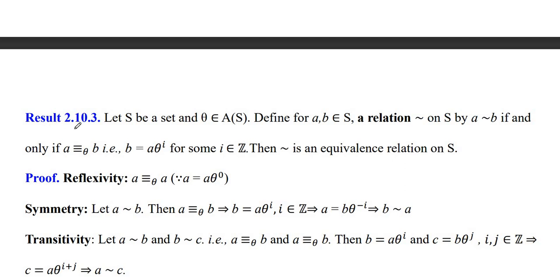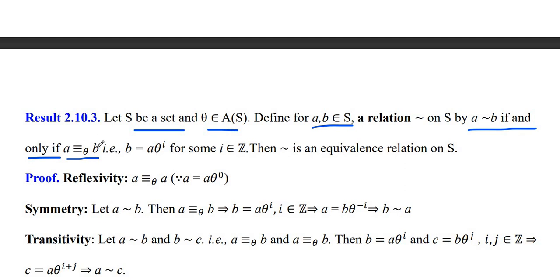Next we have this result. Let S be a set and theta be a permutation. Then define, for any two elements A, B in S, a relation tilde on S by A is related to B if and only if A is congruent to B with respect to theta. So the meaning of this is that B is the image of A under theta power i for some i in Z, that is, for some integer i.